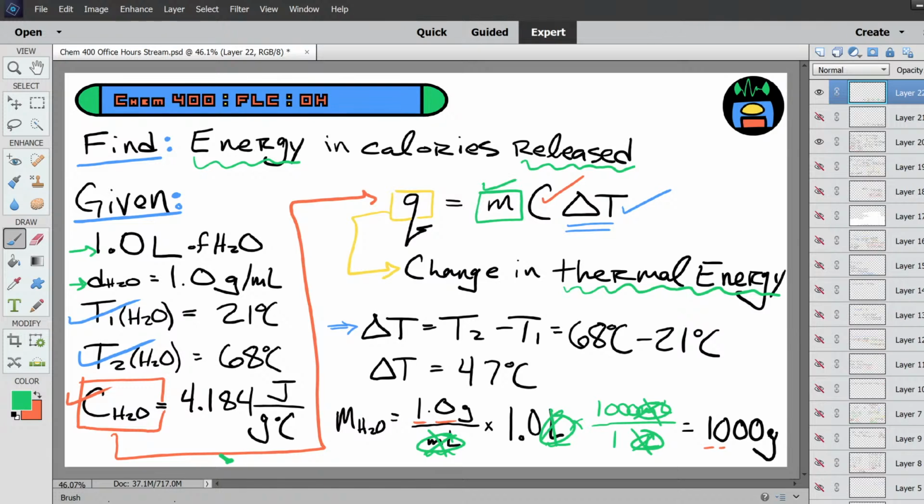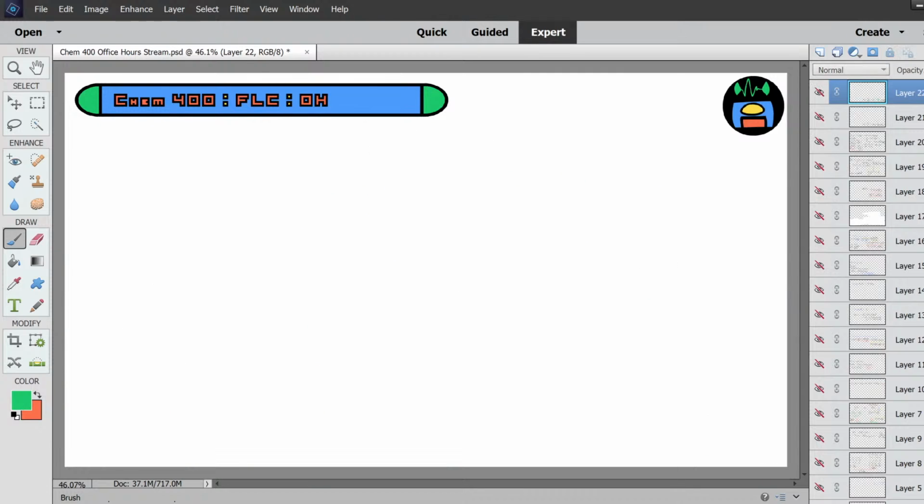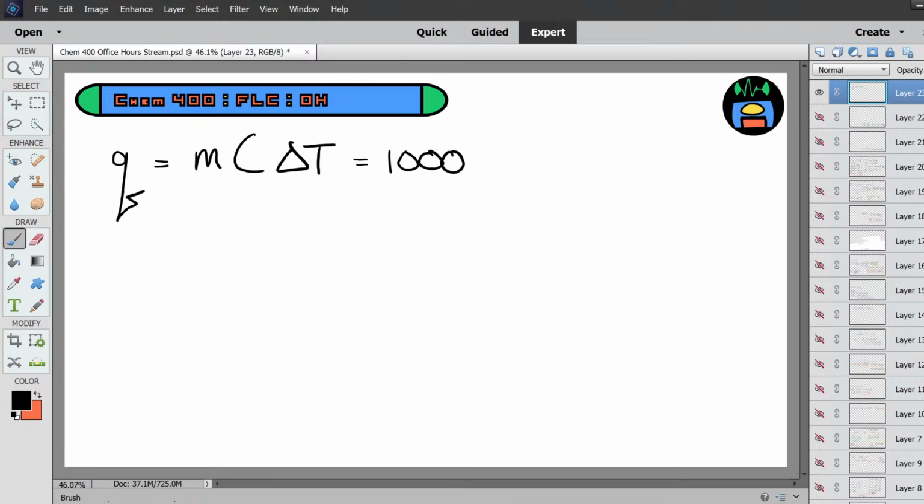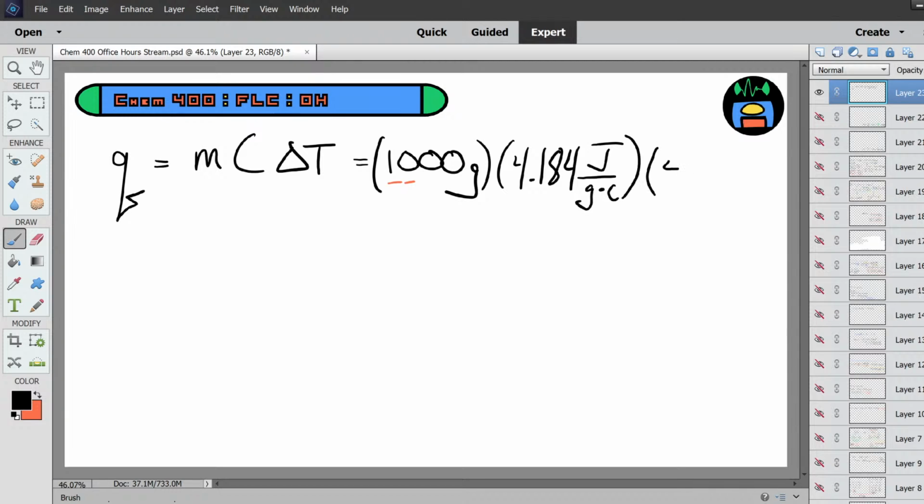Now that we know our mass, we can calculate the change in thermal energy here. I'm going to pop over to a new slide. So change in thermal energy is equal to the mass of water times the specific heat of water times the change in temperature. Our mass is 1,000 grams. We got to remember that we only have 2 sig figs in this number. Times the specific heat, 4.184 joules per gram degree C. Times our change in temperature, which is 47 degrees Celsius.